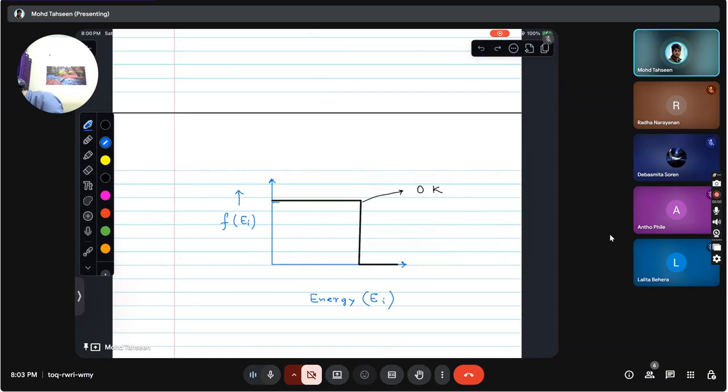Now if we raise the temperature, you'll find that the distribution looks like this. And then it looks like maybe this. Okay, so this is enough.